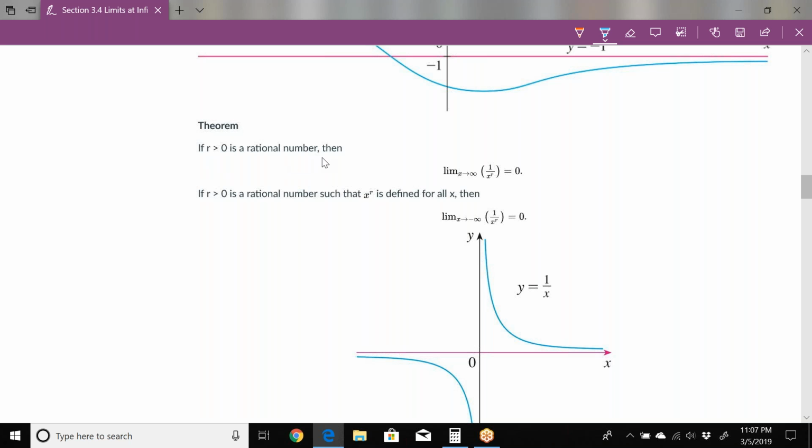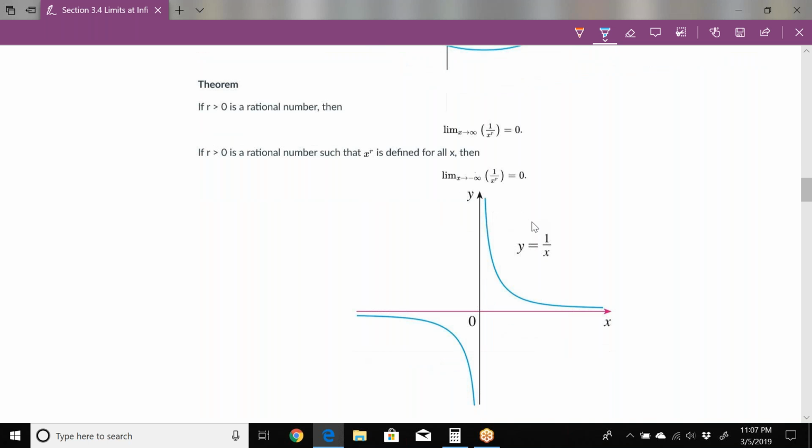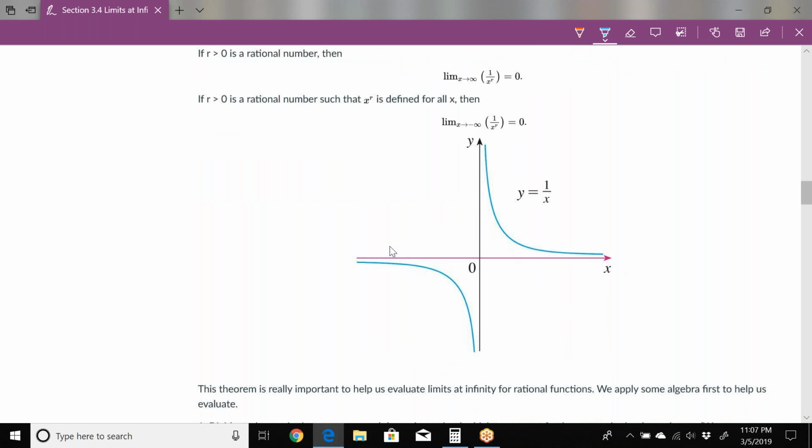We also talked about this theorem that said if r is greater than 0 and is a rational number, so either an integer or a fraction, then 1 over x to any positive rational power approaches 0. Remember, no matter what, if you keep making the bottom bigger, 1 divided by that is going to get smaller and smaller. As you go towards infinity, it gets so close to 0 that we can say it approaches 0. Same thing for negative infinity. This would still hold true. This is the graph that shows that picture, approaching 0 on both sides.